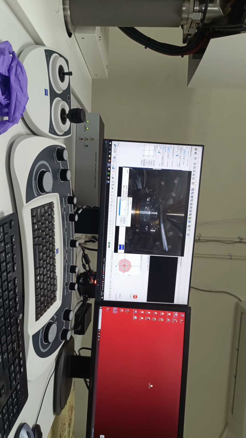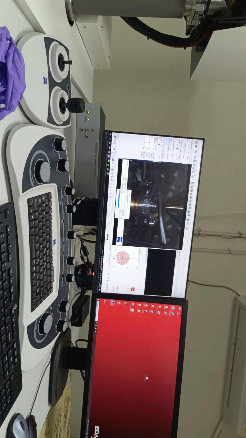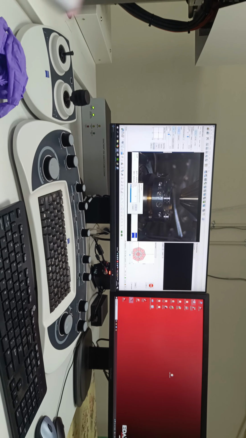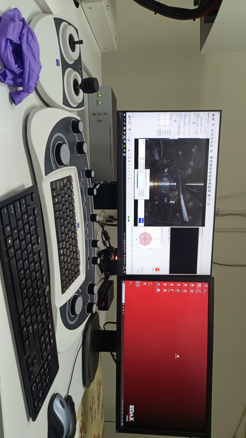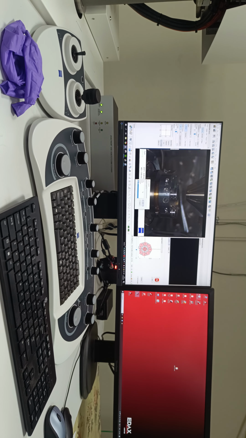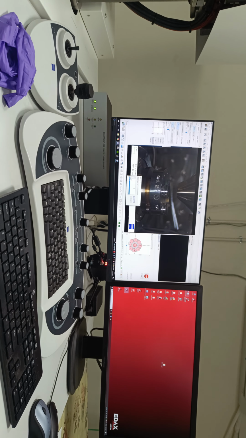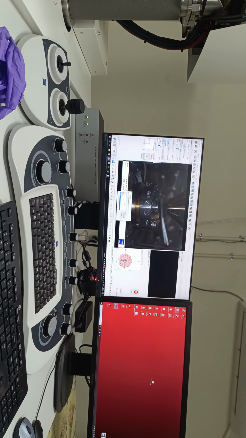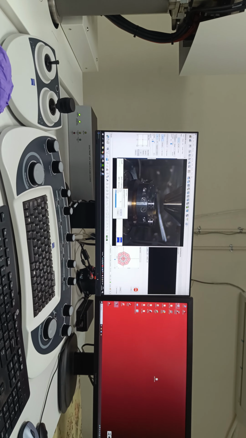You understand that particular thing, because that is one of the key things that you as a researcher need to understand for your sample analysis. So what are the 3 things? WD, accelerating voltage, and the probe current. Am I correct? Yes.